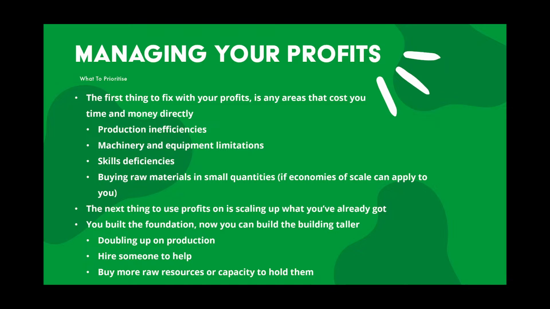Carrying on as well, any areas that cost you time and money are almost a go-to for using your profits. Any production inefficiencies, like I spoke before, making 4 instead of 1. Machinery and equipment limitations, say the thing that is slowing you down is your equipment. You have a stapler, but your stapler is only doing 1 staple at a time. If you can get maybe a large, more industrial scale stapler that can do a whole notebook at a time, that would be using your profits to get rid of a machinery limitation.